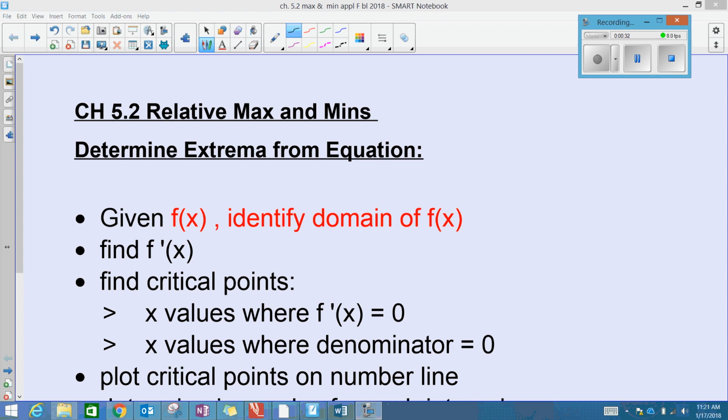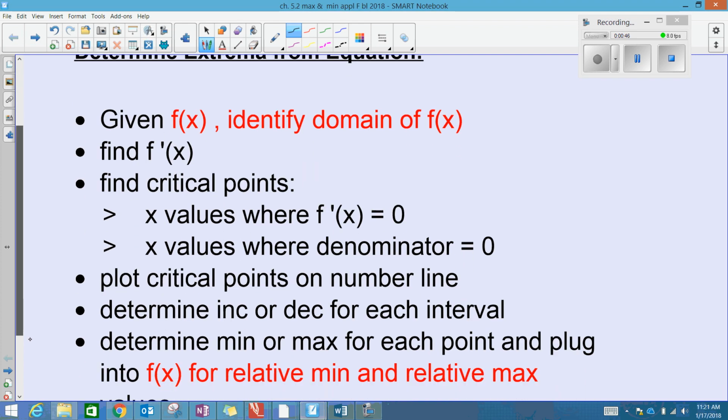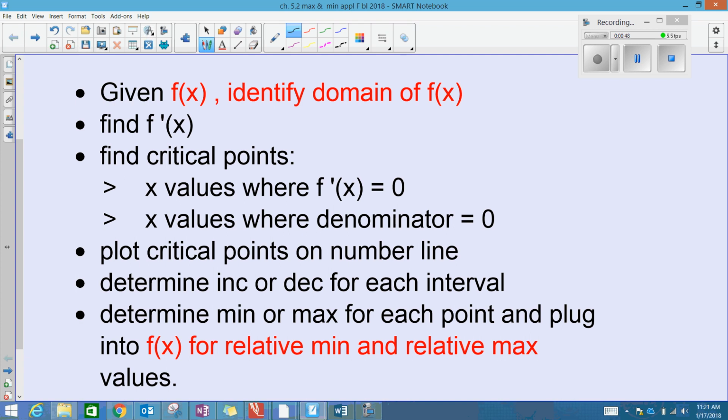So anyway, first of all, here's kind of a summary of the notes that we did a week ago Monday, about finding the relative max and mins from the equation. So I'm just going to walk through these and then we'll go over some homework. First of all, when you're given a function, you want to look at the domain of it, and find if there's any values that are excluded from the domain, but we'll look at that later.